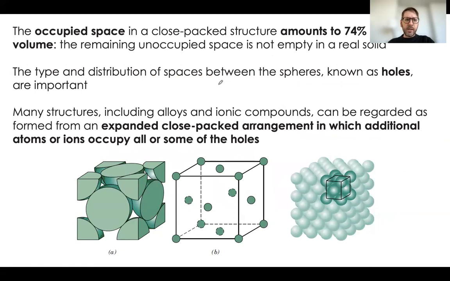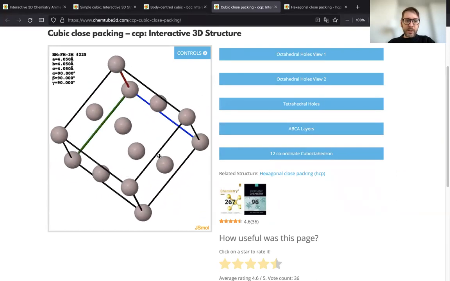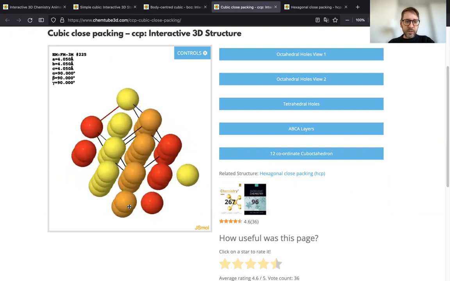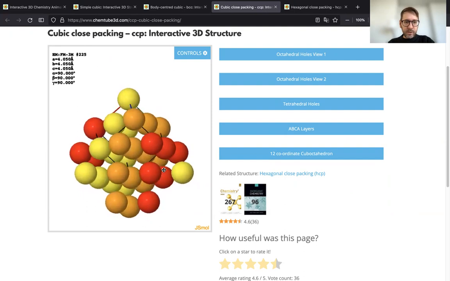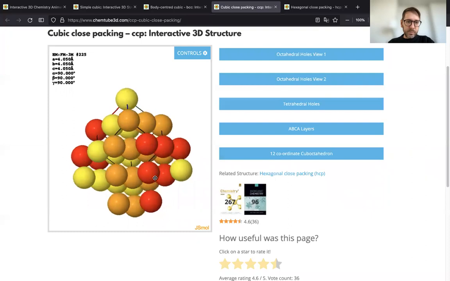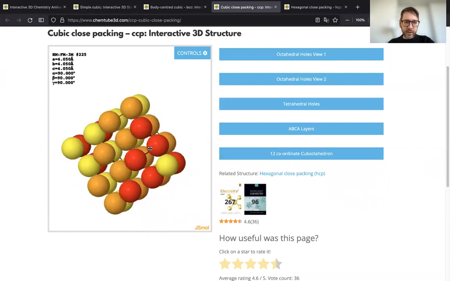Okay, and this can also be well visualized in this website that I showed you, in which we can click here on ABC layers, and we can see this stacking of layers in a clearer way, in which the different layers ABC are shown in yellow, orange, and red here.